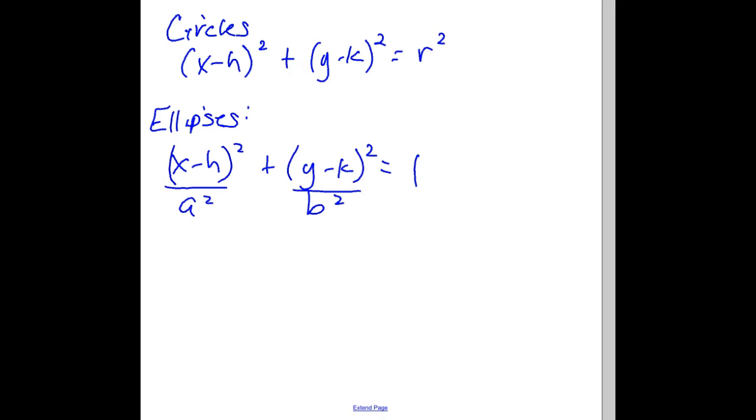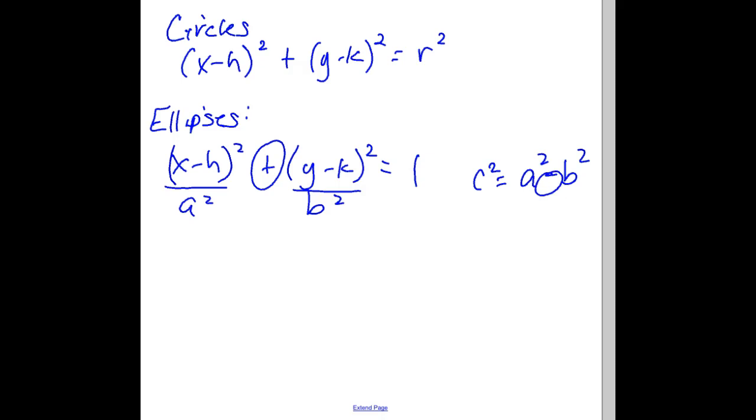B is the distance from center to covertex. And then what about c? Center to foci. And what's the relationship between a, b, and c in an ellipse? Okay, so we said if there's a plus here, there's a minus here. Yes? All right.